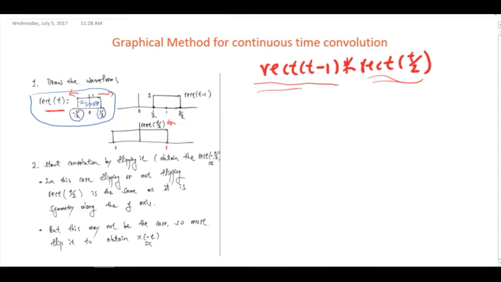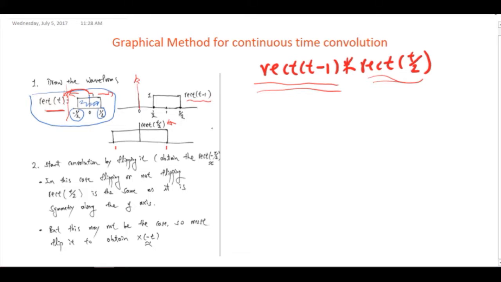Another function, rect of t minus 1, is also very simple. We simply shift the function from here to there, shifted by 1 here. So basically we've got a rectangular function by shifting along the axis to the right-hand side. This one is rect of t minus 1. After we have the two waveforms here, we are going to do the second step.